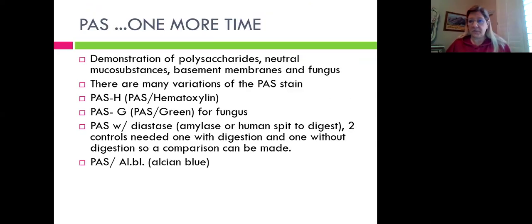So we're going to start with the PAS one more time, because the PAS you really need to know like the back of your hand. This is going to demonstrate polysaccharides, neutral mucosubstances, basement membranes, and fungi. When we're talking polysaccharides, we're talking about glycogen. And so, there's this variable of different things that the PAS is going to stain, and it really is dependent upon which PAS you're doing.